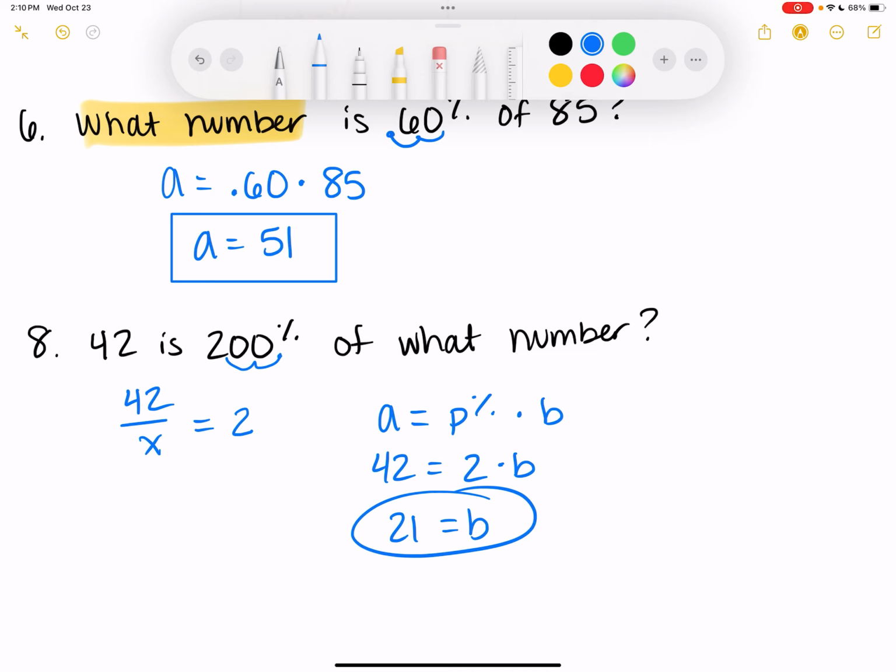Okay, so a couple of different ways you can set that problem up. I don't care which method you use. It says you have to use a proportion, but I'm okay with you just using the equation.